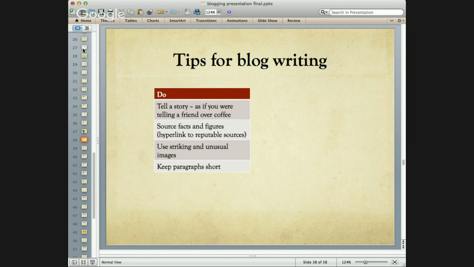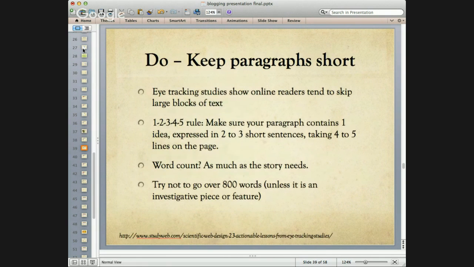Keep your paragraphs short. There's science to prove why that's important. Eye-tracking studies show that online readers skip large blocks of text. We don't like it. We want short, sharp text. There's a nice rule, the 1, 2, 3, 4, 5 rule. Make sure your paragraph contains one idea expressed in 2 to 3 short sentences, taking 4 to 5 lines on a page.